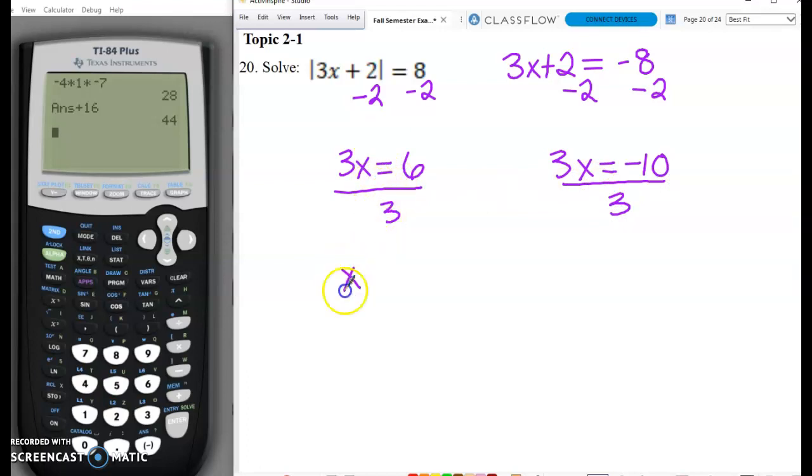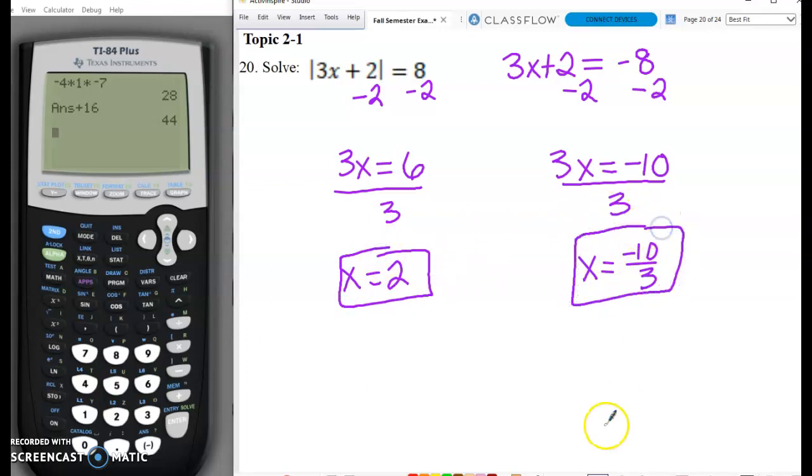So this is going to leave me with x. 6 divided by 3 is 2. So one of my answers is x equals 2. On this one, x is going to equal negative 10 over 3, which doesn't simplify. You can write this as a decimal, but this would be a repeating decimal, so I recommend leaving this one as a fraction. But these are my two answers: x equals 2 and x equals negative 10 over 3.